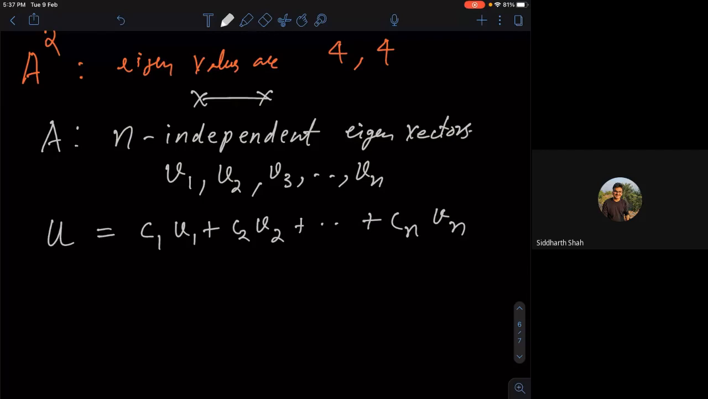Why am I able to do this? Why could I do that? Sir, because all the Vi's are independent, so they form the basis of n dimensional space. Yeah, it comes from two crucial facts. Any other point?